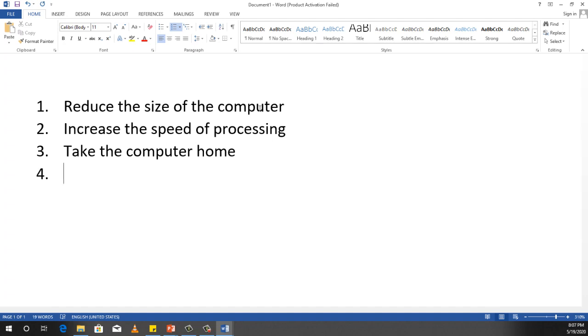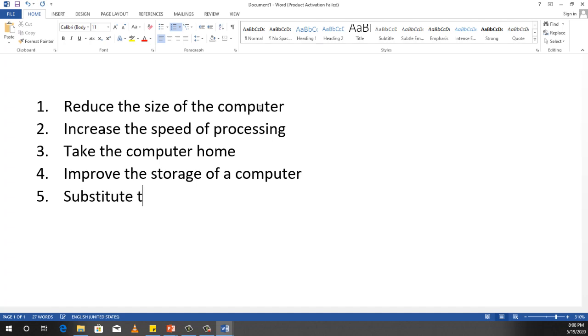Number four, they wanted to improve the storage of a computer. Okay, we didn't talk about the storage of the second generation. We'll go back to that. And the last point was to, I'm forgetting, reduce the size of the computer, increase the speed of processing, take the computer home, improve the storage of a computer, and the last one was to substitute the technician.